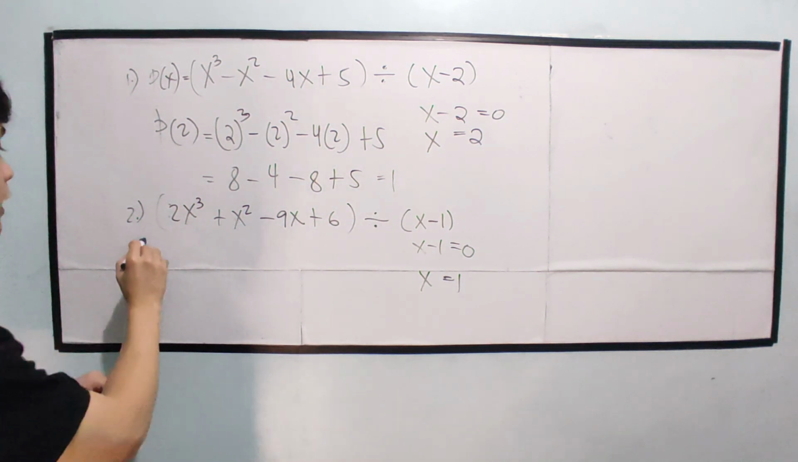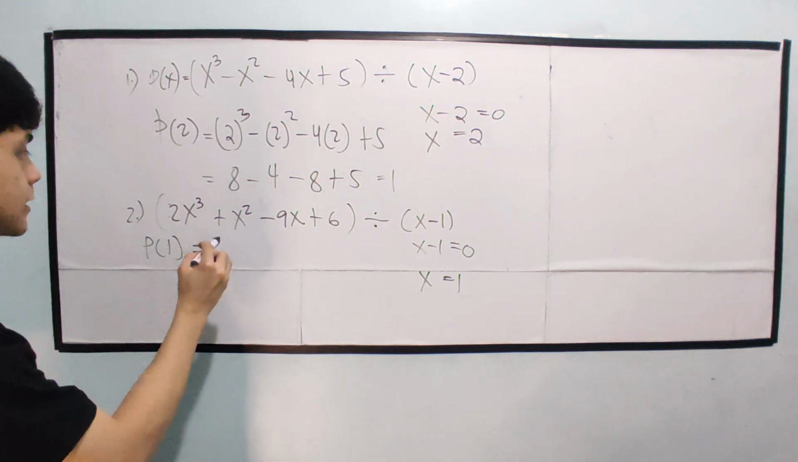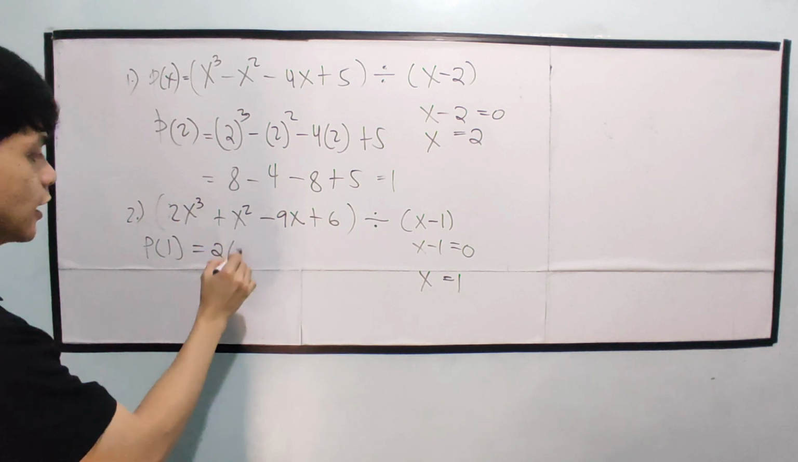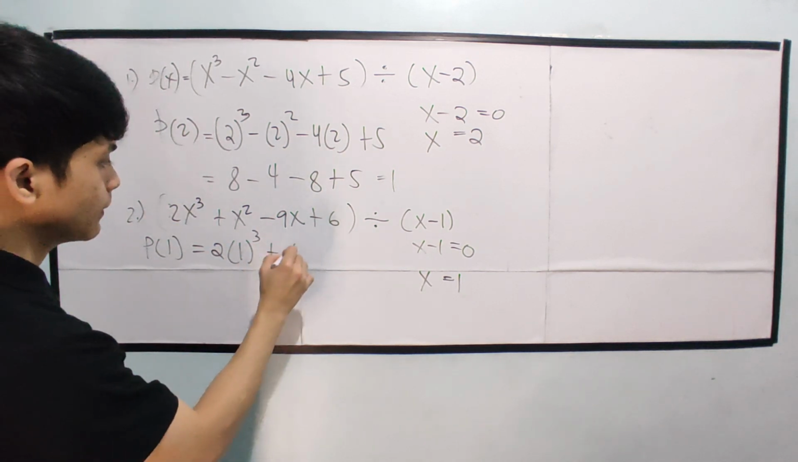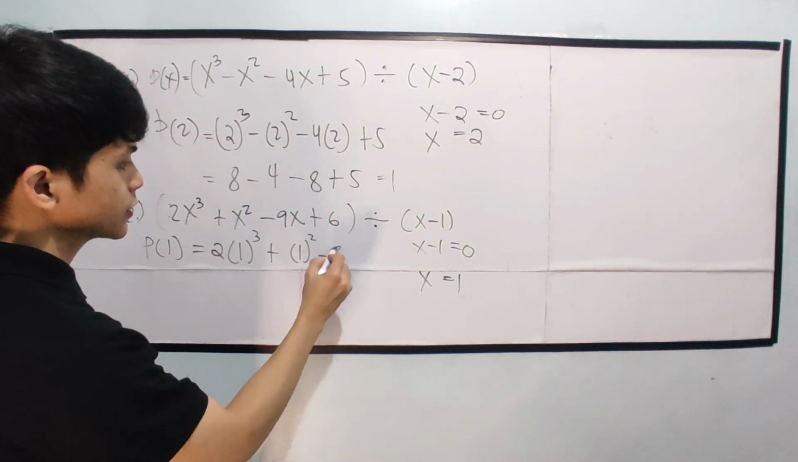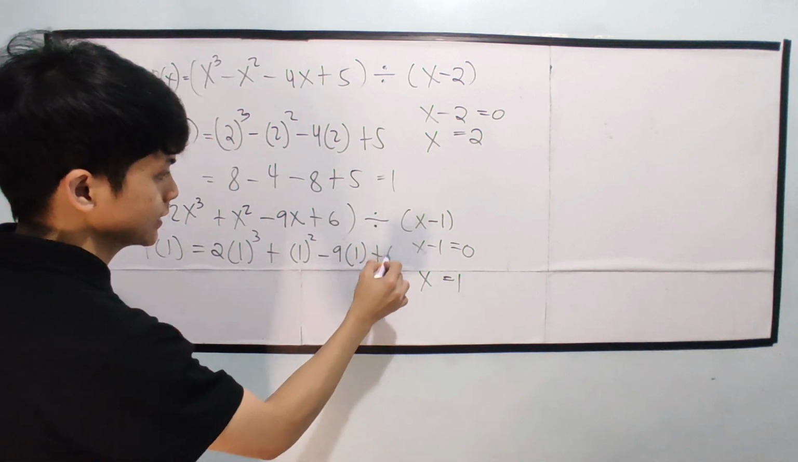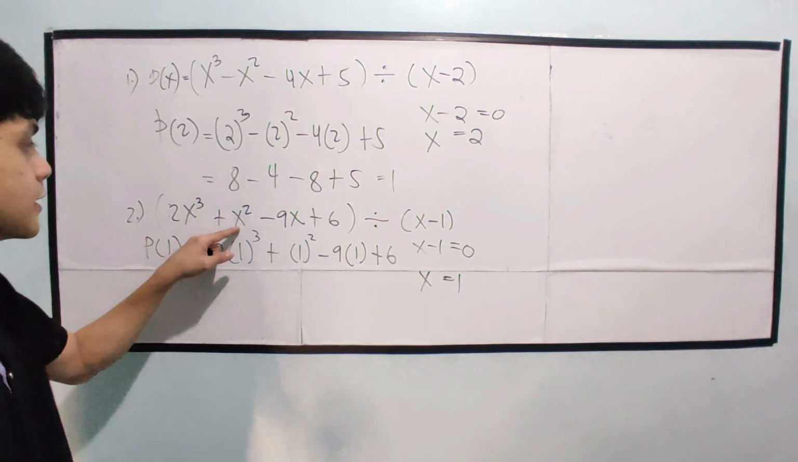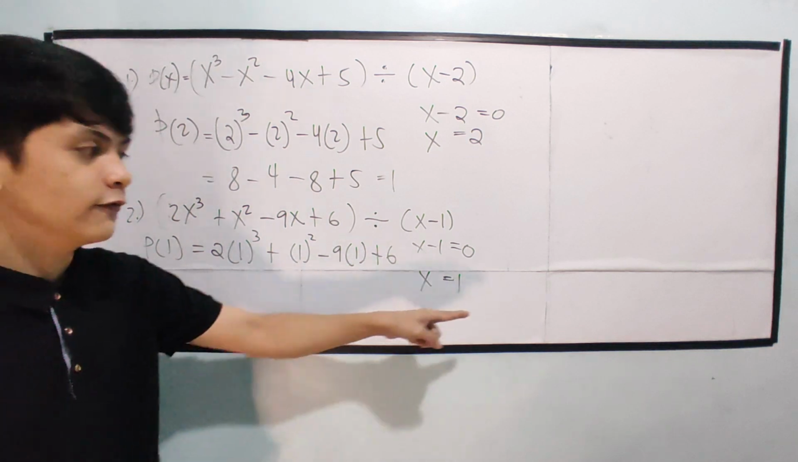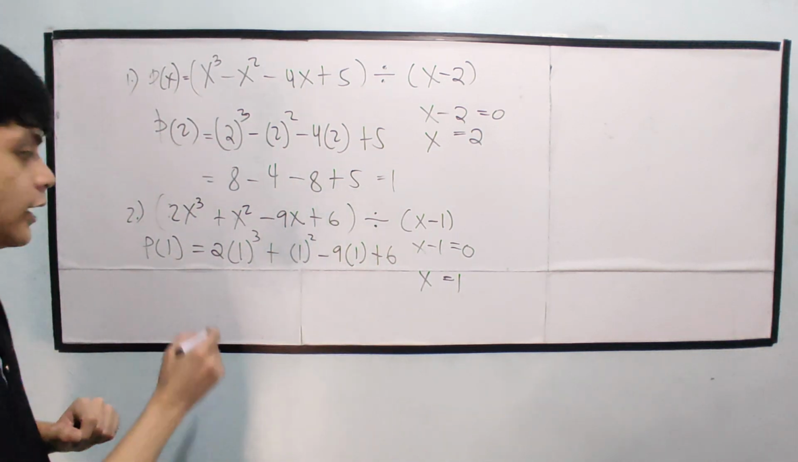So i-evaluate lang natin siya dito. So p of 1 is 2 times 1 cubed plus 1 squared minus 9 times 1 plus 6. Okay, so yung mga x, pinalitan lang natin ng 1. Okay, in-evaluate lang natin.